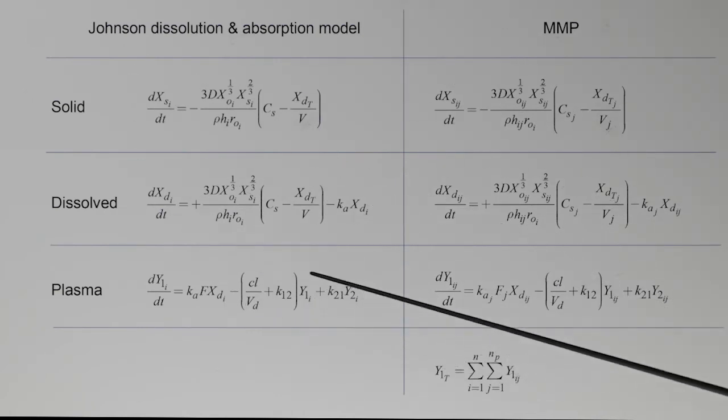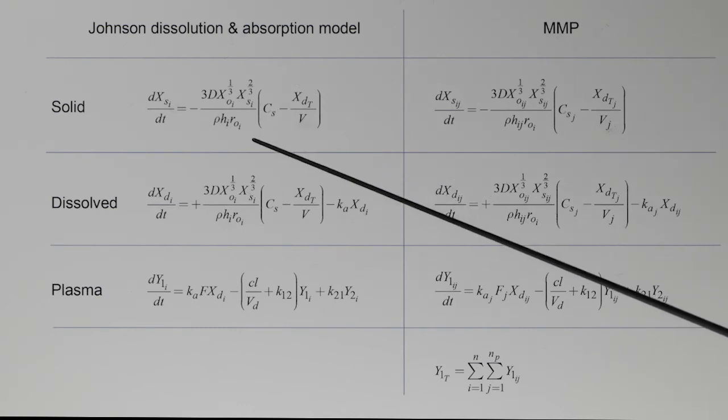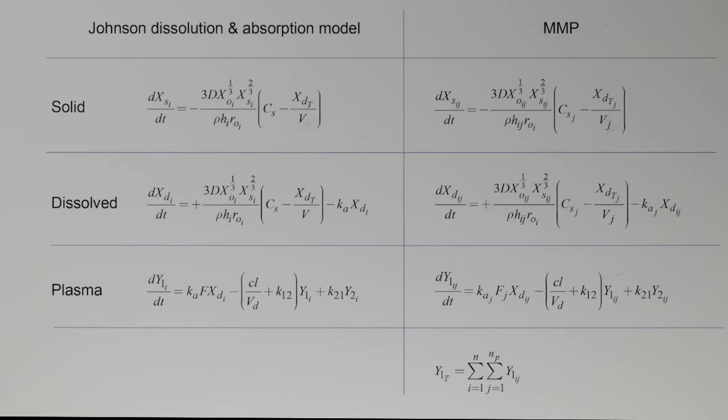This model has been studied and cited extensively. In particular, in 2006, Gino and others in the Journal of Controlled Release reproduced this model independently and validated the model with experimental dissolution data. Originally, the model was used to simulate dissolution in a single volume of fluid, V. So this equation describes the rate of change of solid drug in that volume. This is the rate of change of dissolved drug in that volume. And this is the rate of change of drug mass reaching the central compartment unchanged.